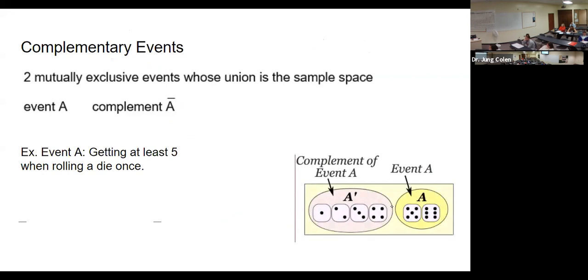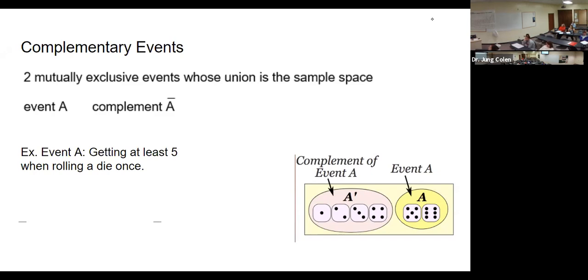So let me show you my screen. For example, event A is getting at least 5 when you roll a die just once. Okay, so at least 5 means what? Your number has to be less than 5. Oh, at least 5. Then 5 should be included there, right? So this is wrong. It says at least 5, so 5 is included, but at least 5 is 5 or more, so 5 or 6, right? So this is event A, right?